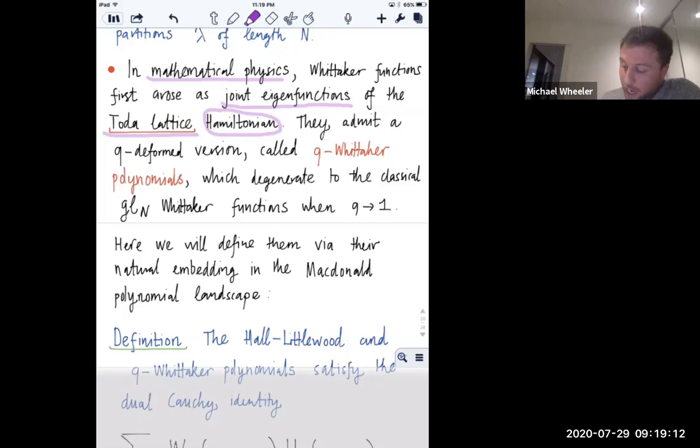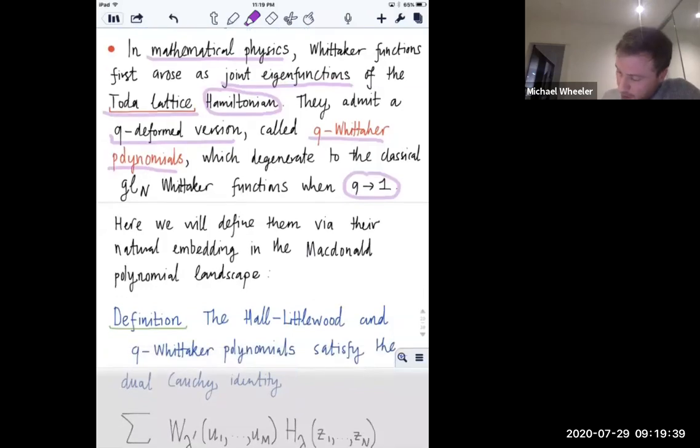And they have a q-deformed version, which you can think of as some sort of quantization. These are precisely the q-Whittaker polynomials. There is a degeneration of these where you send q to 1 in quite a non-trivial way, and they will then degenerate to the classical Whittaker functions under this scaling. So we're going to be looking at the q-Whittaker polynomials.